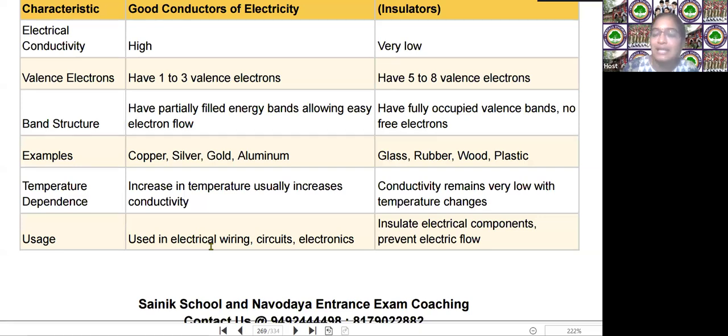used in electronics. Okay, and the insulators: glass, rubber, wood, plastic. The glass, rubber, wood, plastic are used to insulate electrical components and prevent electrical flow. Okay, these are used as insulator components in electricity.